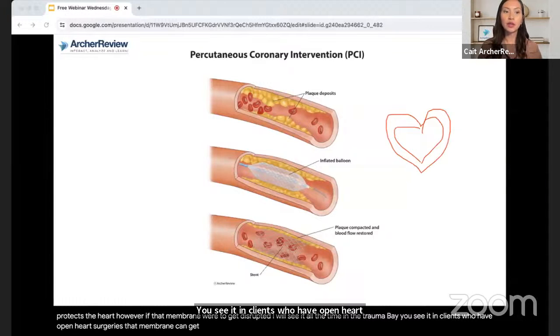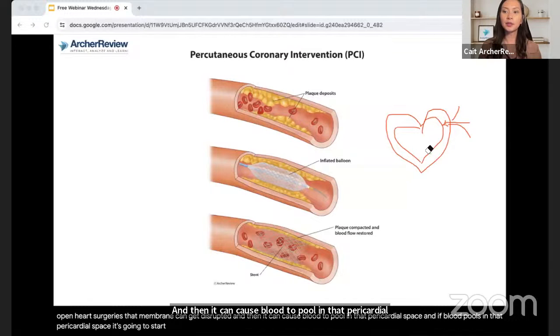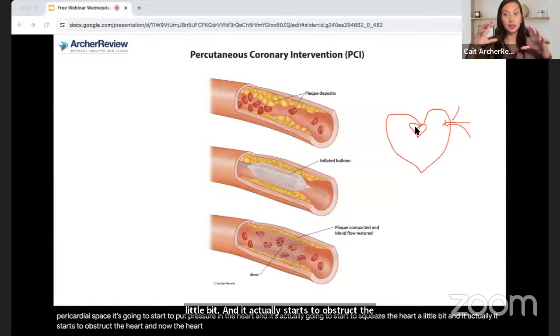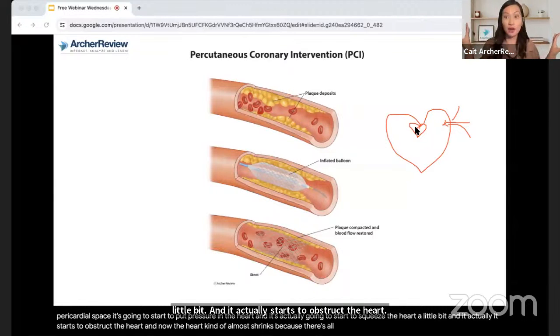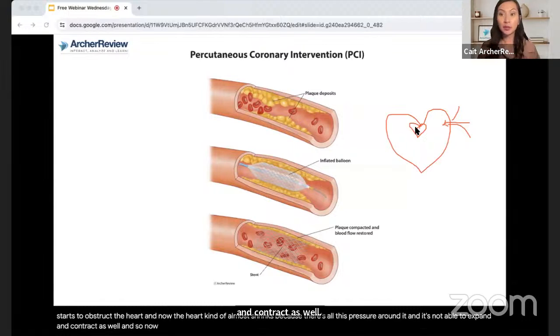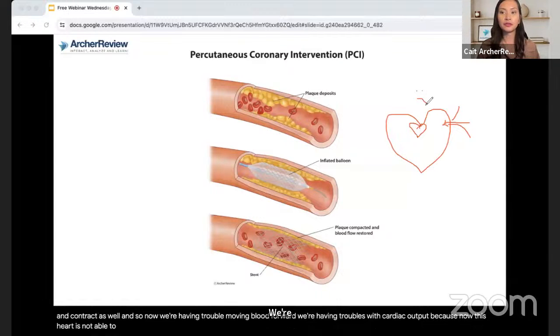That membrane can get disrupted, and then it can cause blood to pool in that pericardial space. And if blood pools in that pericardial space, it's going to start to put pressure in the heart. And it's actually going to start to squeeze the heart a little bit. And it starts to obstruct the heart. And now the heart kind of almost shrinks because there's all this pressure around it. And it's not able to expand and contract as well. And so now we're having troubles moving blood forward. We're having troubles with cardiac output because now this heart is not able to move. Okay, that's essentially what cardiac tamponade is in a nutshell.